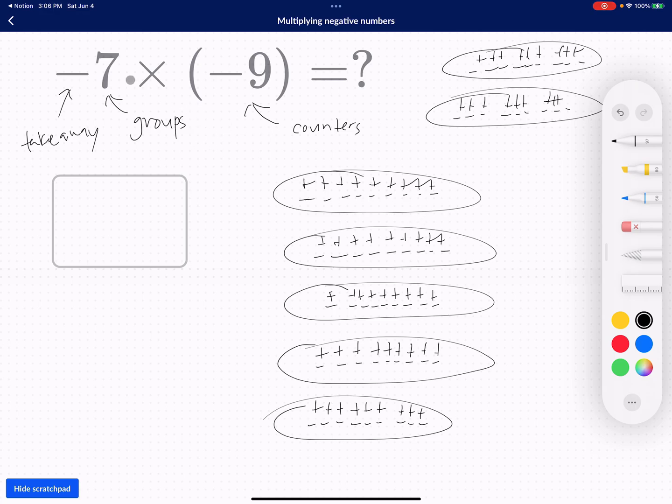So basically I have 7 groups of 9 0 pairs, which means now I can take away 7 groups of 9 negative counters, okay? So I'm going to take away the first group, and then the rest up to 7. So now I just took away 7 groups of 9 counters. So if I took away 7 groups of 9 counters, well, what's remaining? It's remaining 1, 2, 3, 4, 5, 6, 7, 8, 9. 9, 18, 27, 36, 45, 54, and 63. So I have 63 positive counters. So my answer is 63.